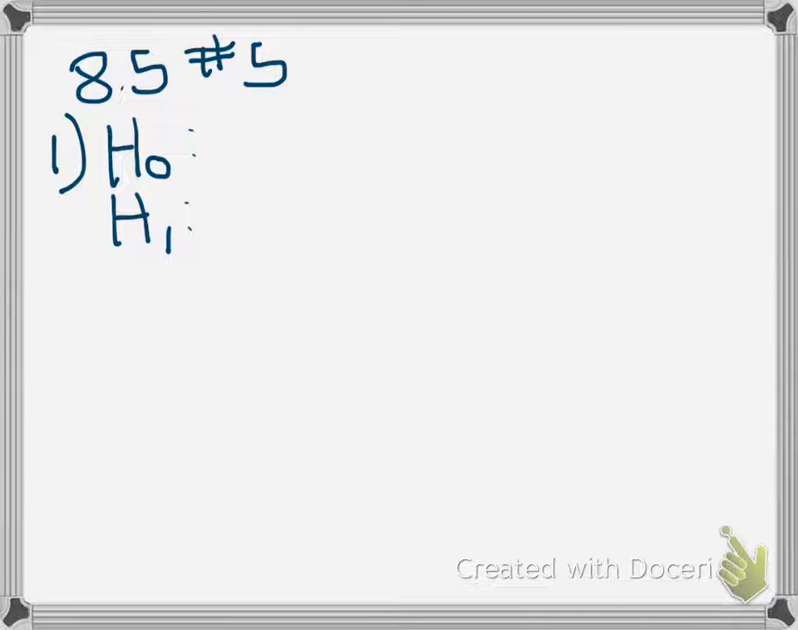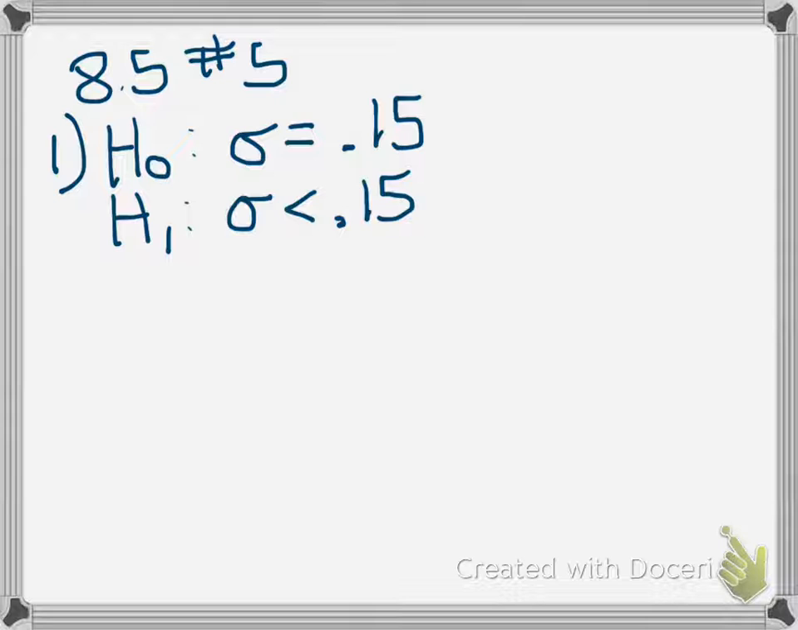And if you read problem number 5, it says test the claim that the population of volumes has a standard deviation less than 0.15 ounces. So we're going to remember that this is in ounces. And we'll know then that the null is standard deviation equals 0.15. Okay, it says to use alpha of 0.05, so there's step 1. I have everything I need in step 1.